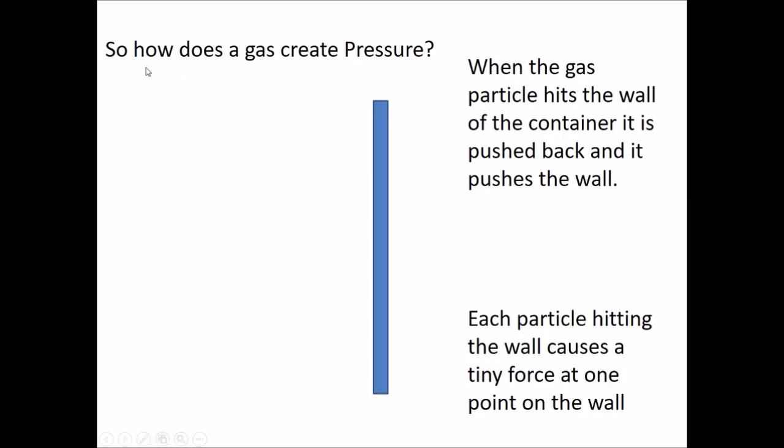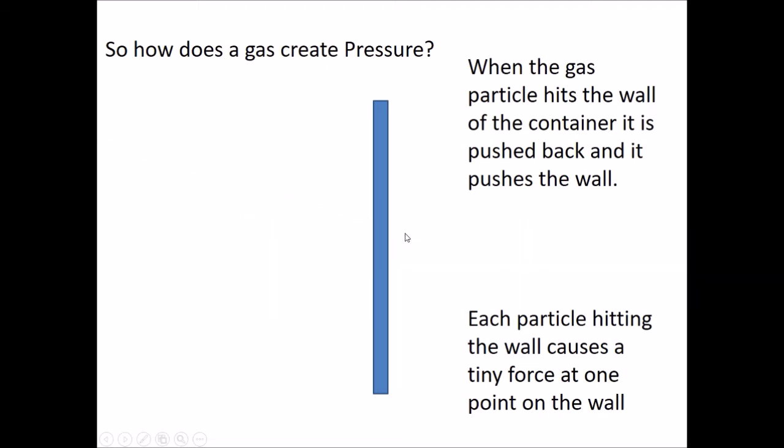And then we need to move on from there to explain how a gas can create pressure, because it seems a bit unlikely, doesn't it, that these particles have got great big spaces between them, and yet their pressure can have quite a big effect. Okay, well, what happens is the particles come along, they hit the wall.